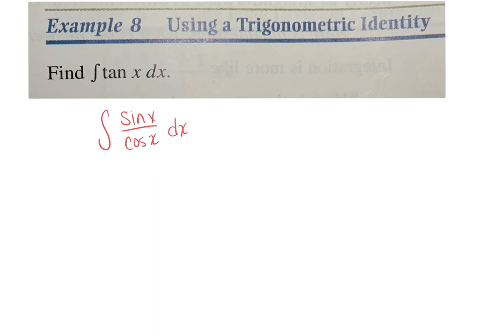All right? Let's do u substitution. If I said that u is my cosine of x, what is my du? What's the derivative of cosine? Negative sine of x dx. Do I have negative sine? Well, I have positive sine. So I can just pull that negative out. Put a negative here. 1 over u du.